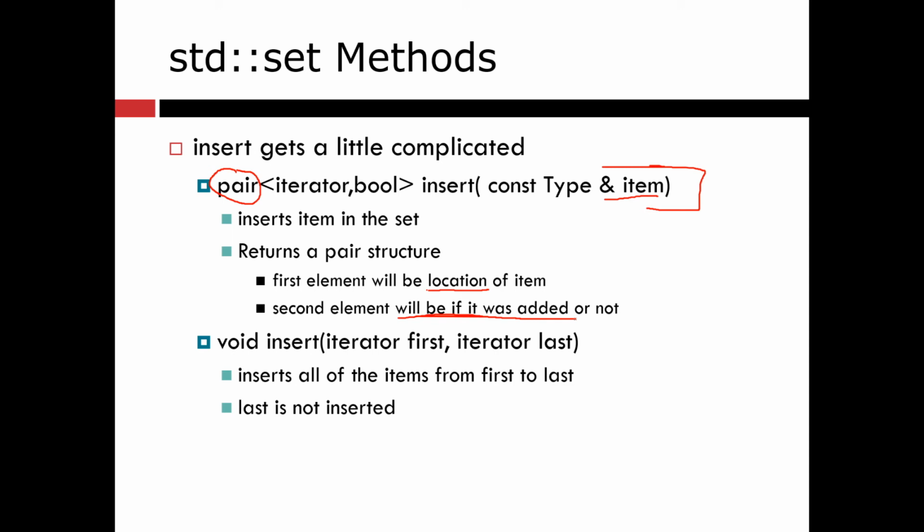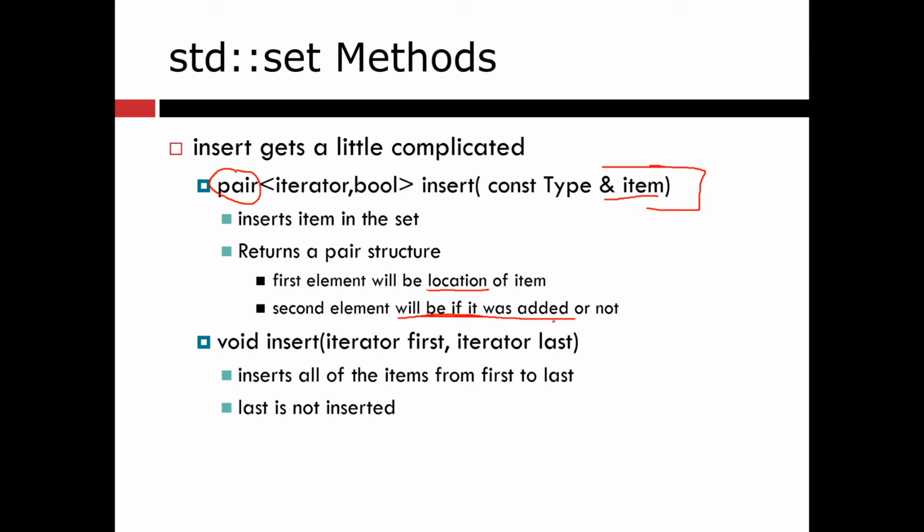Oh, I shouldn't say if it exists or not. It will exist because insert will always add the thing. This bool is going to be basically, did it already exist or did we just add nothing, right? In both cases, our iterator will still point to the item that is in the list. Again, I'm going to say that again really quick.